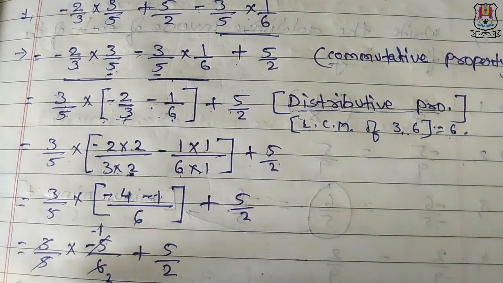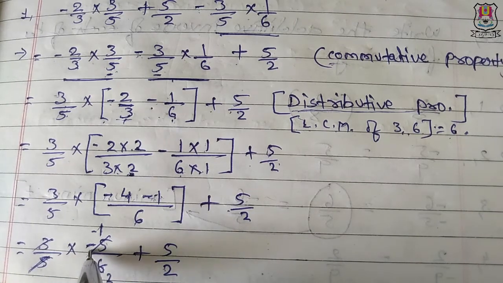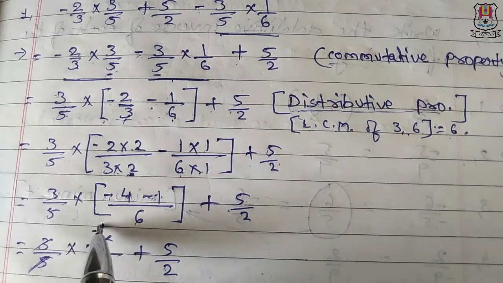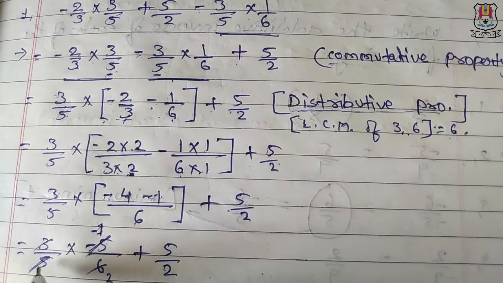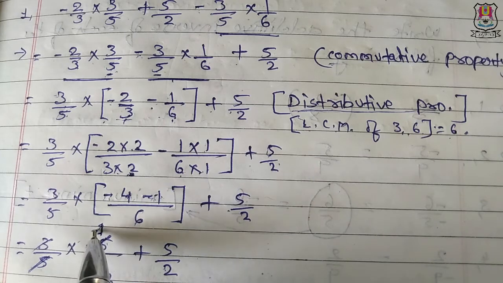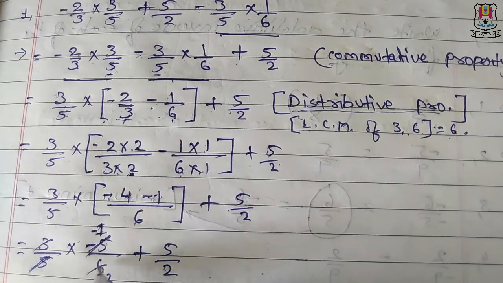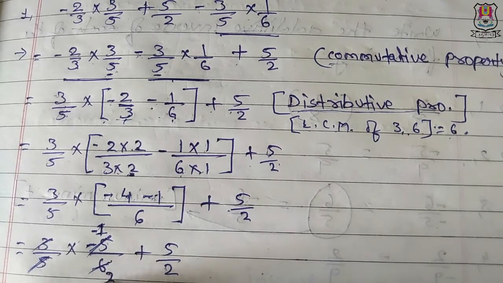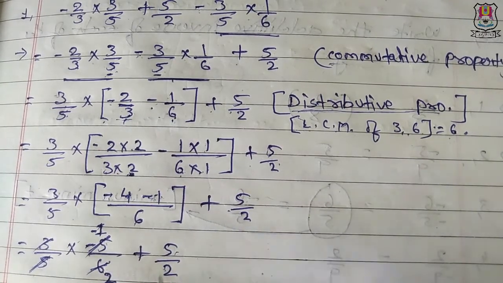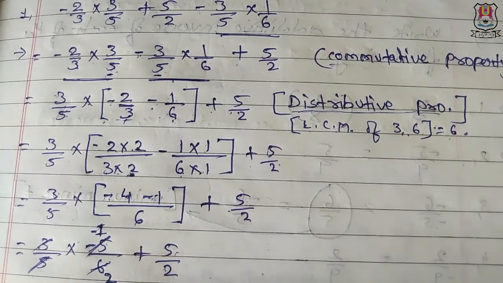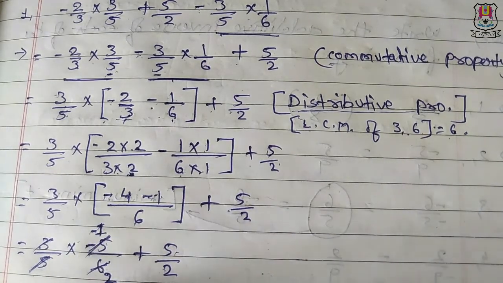Now we are going to cancel it out. So 5 is cancelled with this 5, and we got minus 1, because 5 multiplied by minus 1 is equal to minus 5. So we got over here minus 1. 3 to the 6, so we got 2 plus 5 upon 2. So what remains with us now? Minus 1 upon 2 plus 5 upon 2.